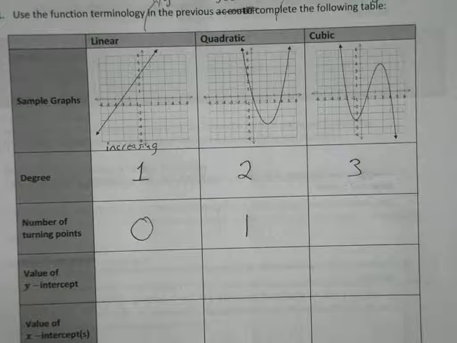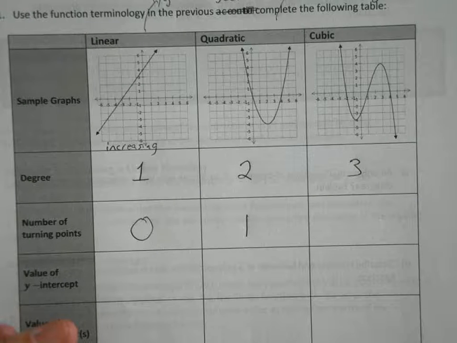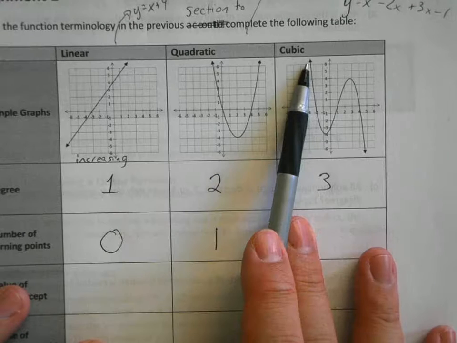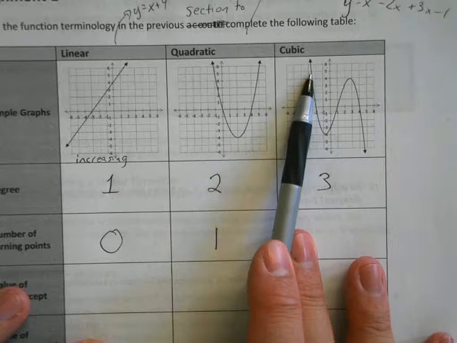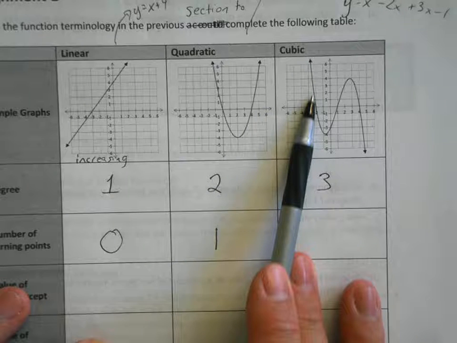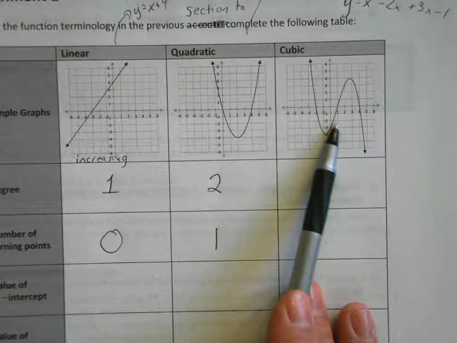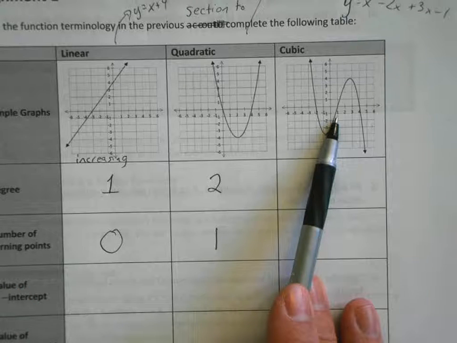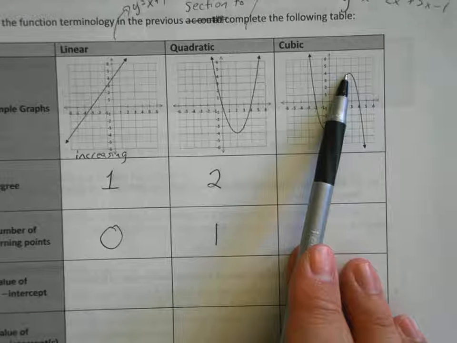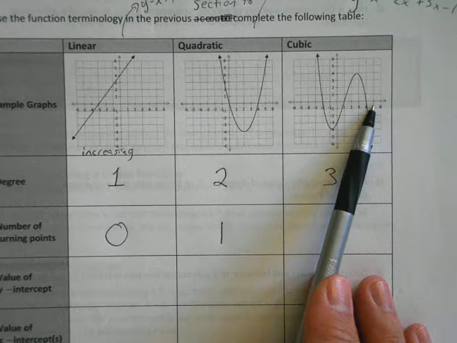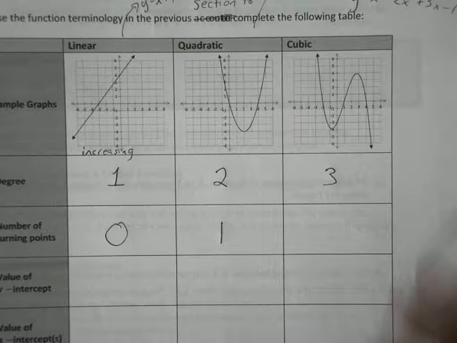Look at that cubic. Starting on the left, what's happening right now? I'm decreasing, and now I am increasing. So there's one turning point. And I'm increasing until I get to here, and now I'm decreasing, so I have two turning points. Okay?